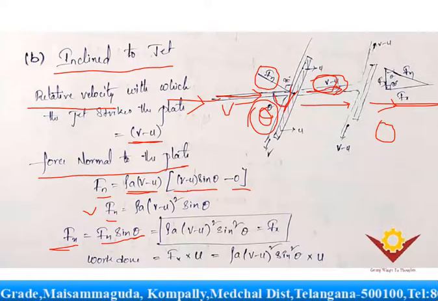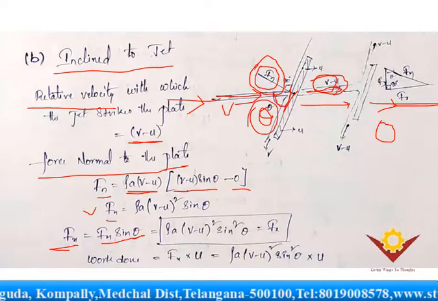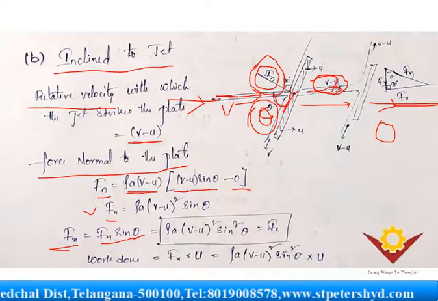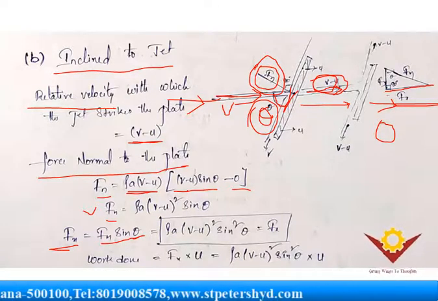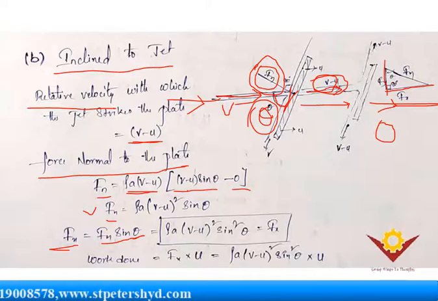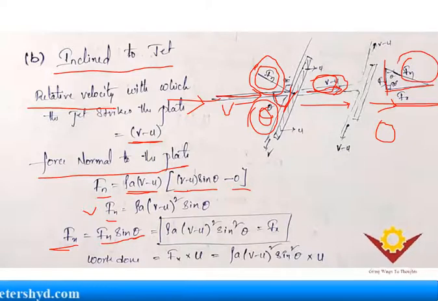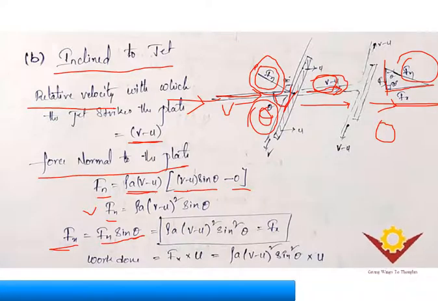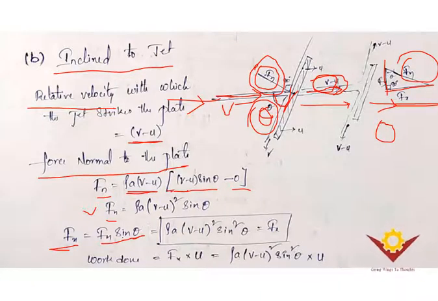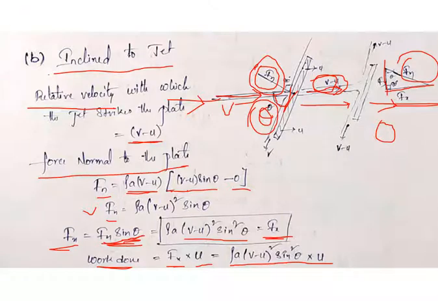If you see here you have Fn. If you resolve it into two components, what you're going to get is Fx in the horizontal case and Fy in the vertical case. Now Fx is equal to Fn sine theta, that equals rho a (v minus u) square sine square theta, multiplied by this sine theta, and that equals your Fx. And now the work done is the force in the x direction into velocity, and this is your work done when the plate is inclined to the jet.